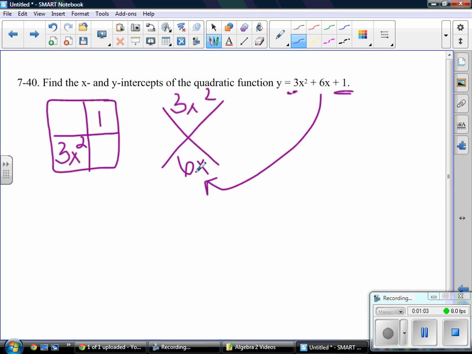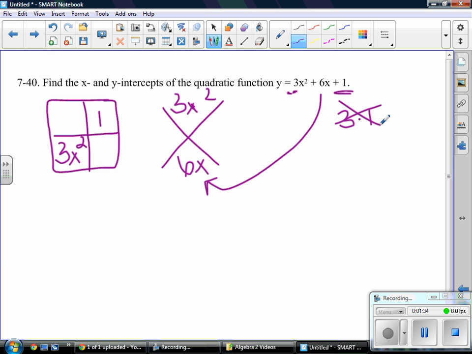Now, this is when I have to figure out the diamond problem. I need to multiply something to get to 3x squared, and it adds to 6x. So thinking of things that multiply to 3, it was just 3 and 1. That's it. Can those add to 6? 3 plus 1? No, gives you 4. So I can't do this. So there's nothing that works for my diamond problem, which means I cannot factor this. So does that mean that there's no x-intercept?